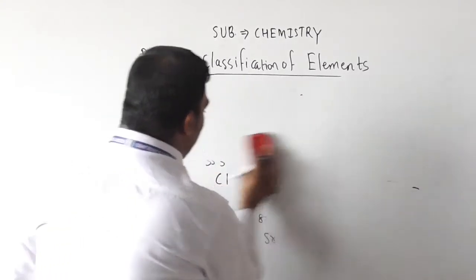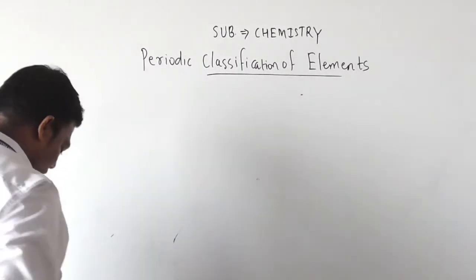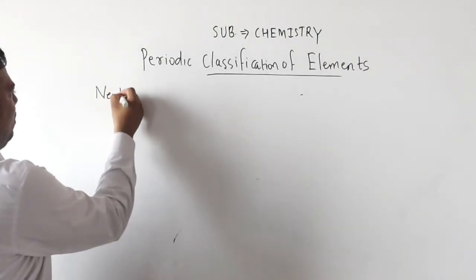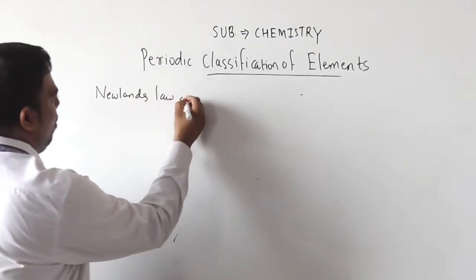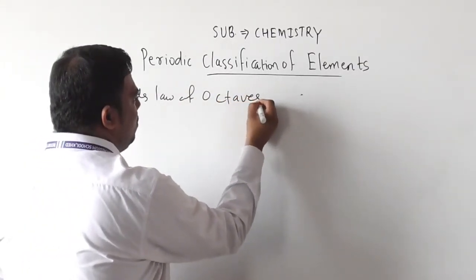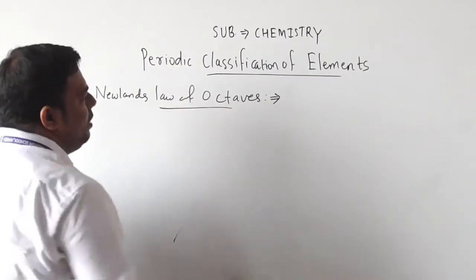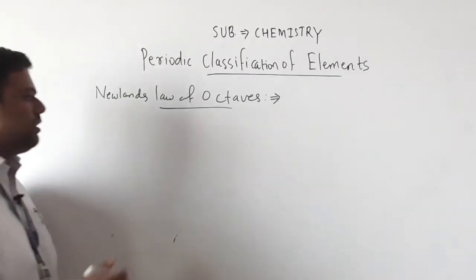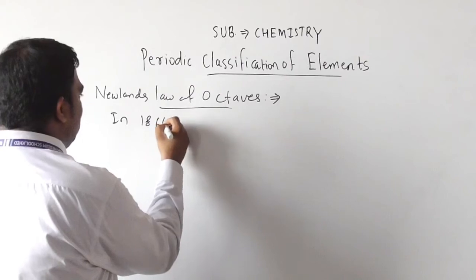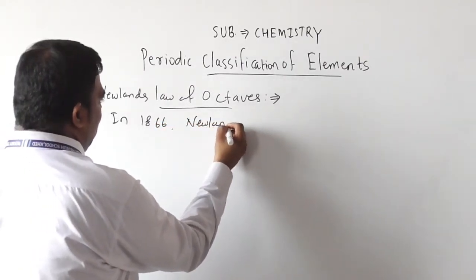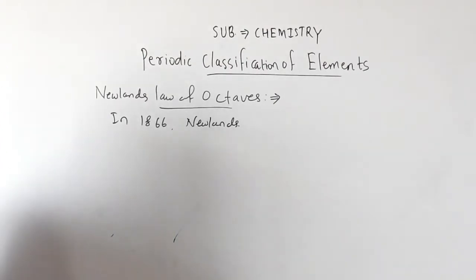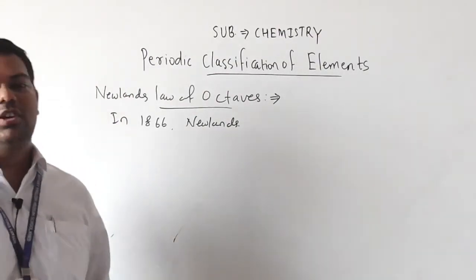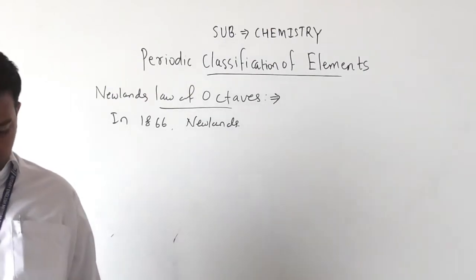See, we will discuss the next thing: Newlands' law of octaves. So see, what will happen in Newlands' law of octaves? Okay, in 1866, Newlands proposed a new system of grouping of elements with similar properties.